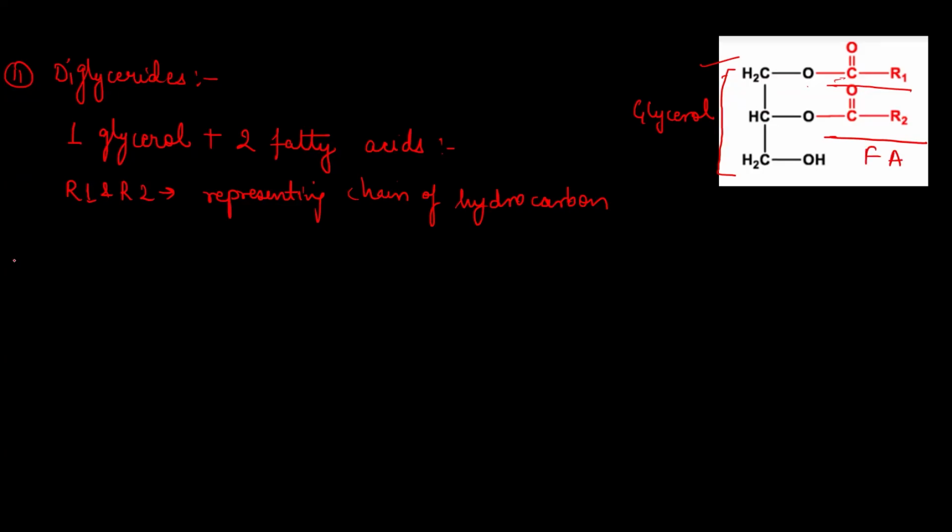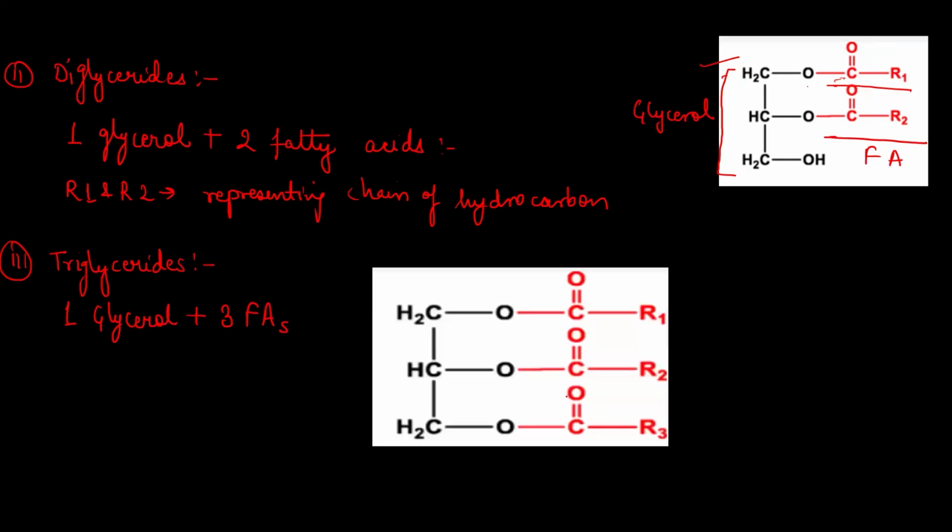Now the third type is triglyceride. So a triglyceride consists of one glycerol. Again, the glycerol number is the same, right? So it comprises one glycerol plus three fatty acids, and the structure looks something like this. So again, the black one represents the glycerol, and the red one represents the fatty acids.